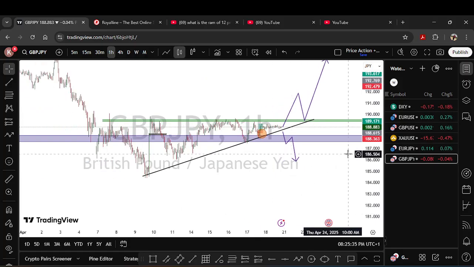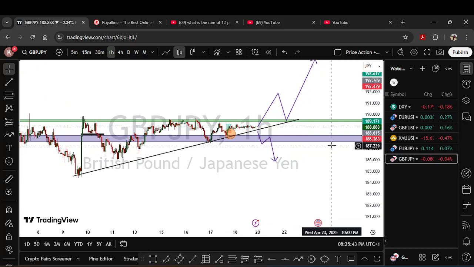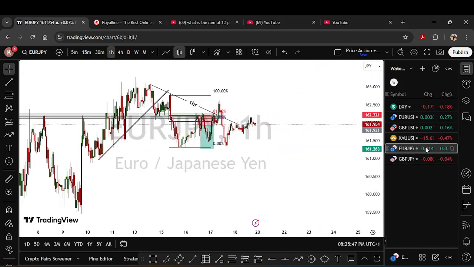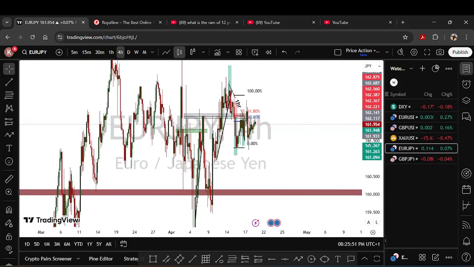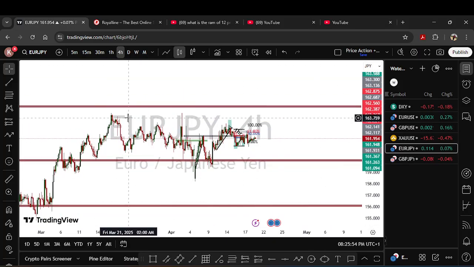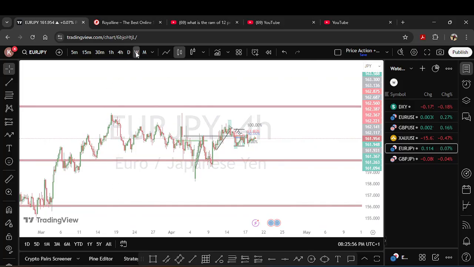So EURJPY is usually the same thing. You cannot see me selling GBPJPY and buying EURJPY. No, they usually move alike. So it's always best to trade them the same way. Let's look at EURJPY and see what it's giving us. If it's giving us the same confidence that GBPJPY is giving us, I would really love that. Let's start from the weekly time frame.